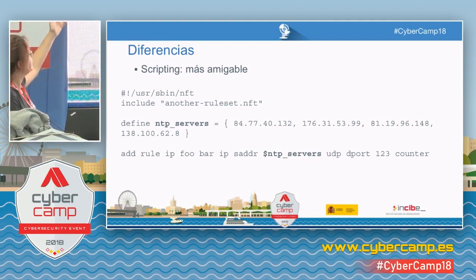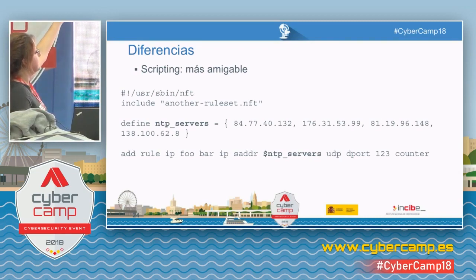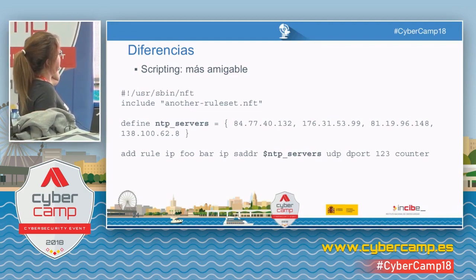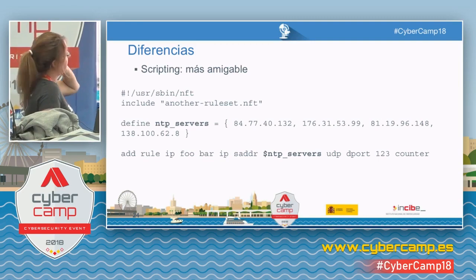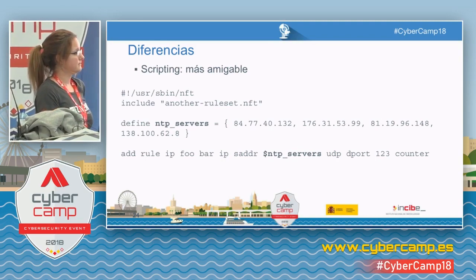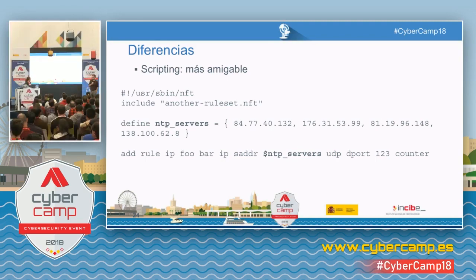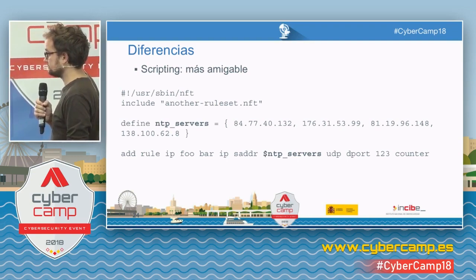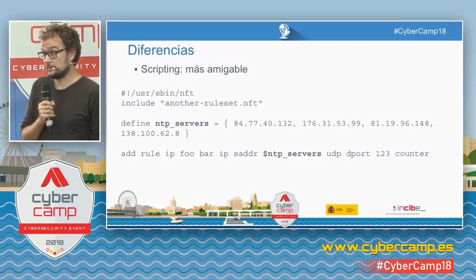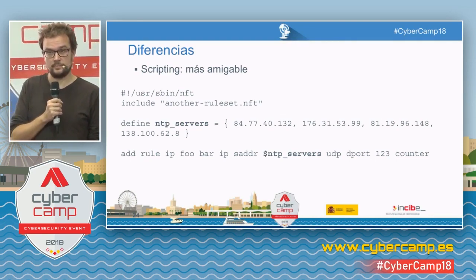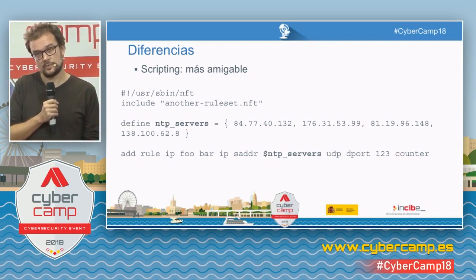Here we would use nft as an interpreter. We can include other nft files. We can define variables that we will then use for our rules. As we said when we started, nft is supposed to have a scripting language for rules. It is always rule-based. That's the basis here. And why is that? Because probably you might say, I used to do this using a bash script and play around with it.